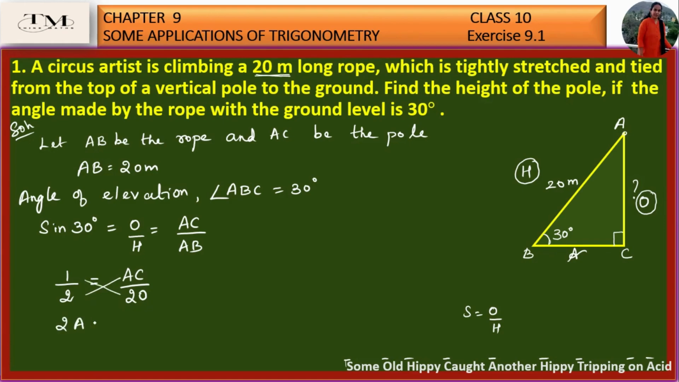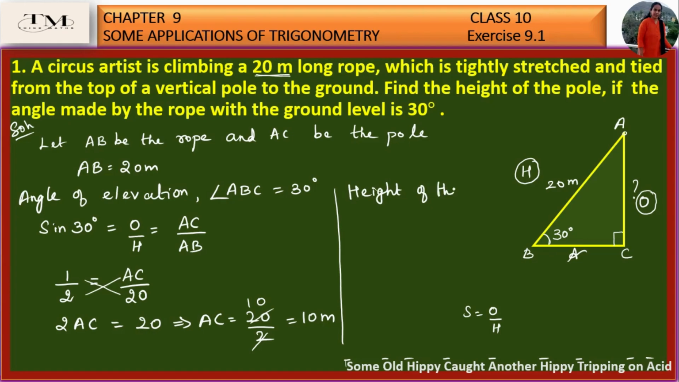So 2 into AC, you can write it as 2 AC equal to 1 into 20. 1 into 20 is 20. So AC will be equal to 20 by 2. 2 is in multiplication; when we change the side, it will come to division. So 2 tens are 20, so the answer is 10 meter. So who is AC? AC is the height of the pole. So we can write it as height of the pole equal to 10 meter. So this is the solution.